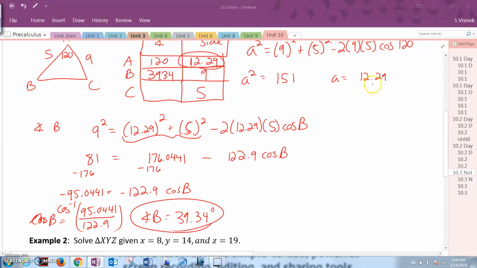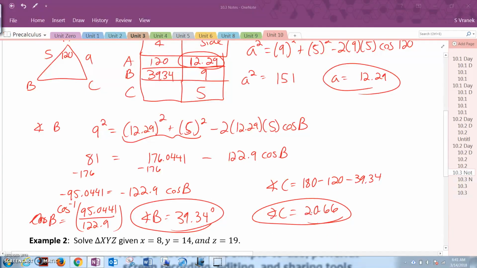So we found angle B, we found side A. Now we can find angle C using our property of triangles that states that all angles in a triangle add up to 180. So it's 180 minus 120, which is 60, minus the 39.34, and we get that angle C is equal to 20.66. Okay? So that's how you use law of cosines.